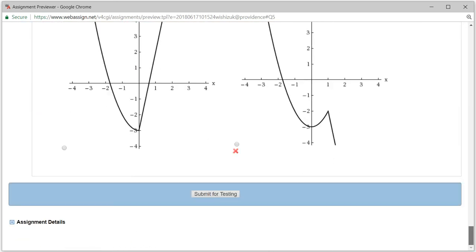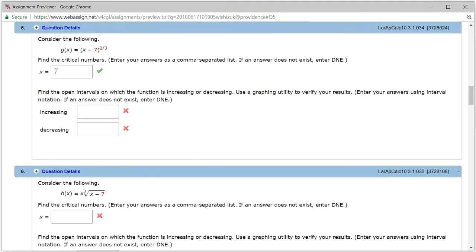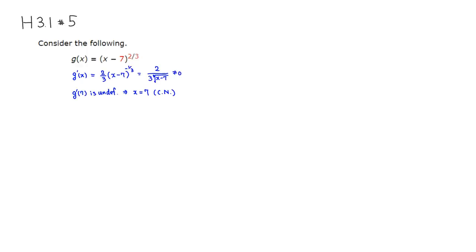Let's go ahead and check the answer. Submit for testing. It came back and looks like we got the critical number correctly. Now we're going to find the open intervals of increasing and decreasing.